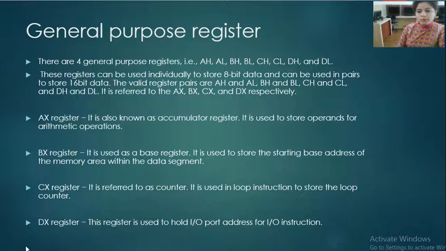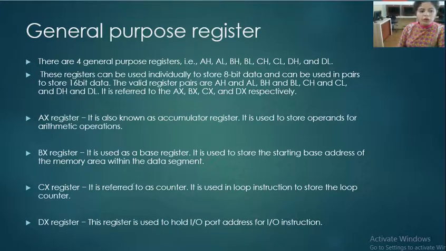Next general purpose register is DX register. DX again is a combination of DH and DL, and this register is used to hold input output port address for input output instruction. Input output port address means port numbers of input output devices, from which port number the data input has come, or at which port it has to provide output. So it stores all the information regarding the input output port.